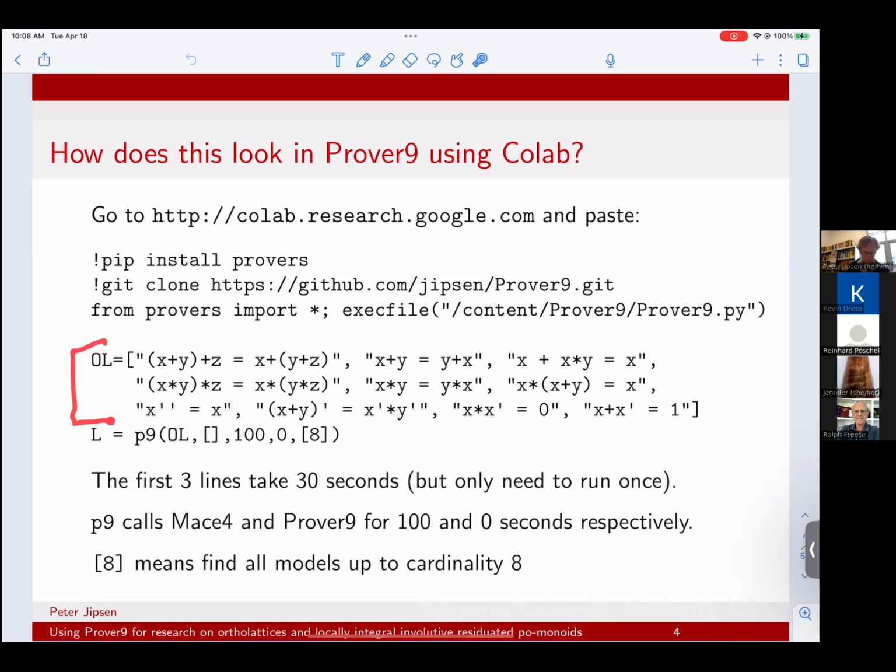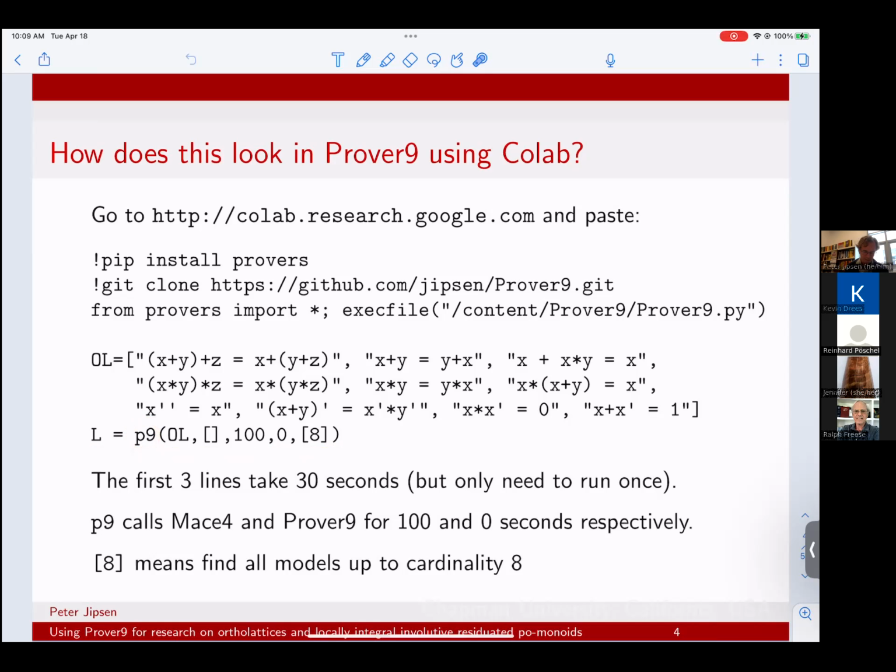The OL here is exactly the axioms that you saw on the previous page. The first 2 lines are just the lattice theory axioms, 6 equations, and plus and times are used for join and meet, which is typical in ortholattice theory and in some versions of lattice theory, although wedge and V or V and wedge are more common in textbooks, but it's convenient here. And then the third line is the part that makes it orthocomplemented. And then this last line is calling Prover9.